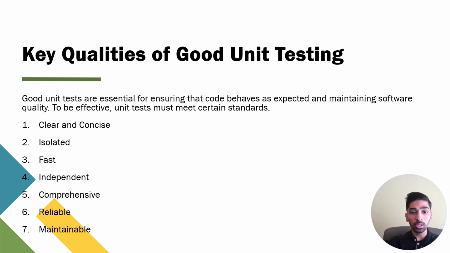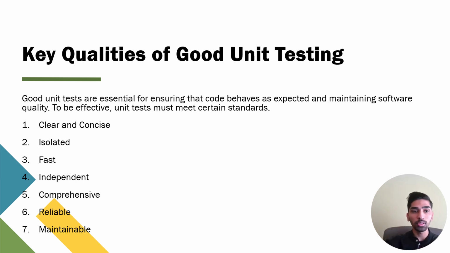The name of a unit test method should describe the scenario being tested, for example, test addition with positive numbers. Let's talk about the second one, isolated. Unit tests should test only a single unit of functionality, for example, a function or method. The test should not rely on external systems, databases, APIs, or other components. Mocking or stubbing external dependencies can help achieve isolation.